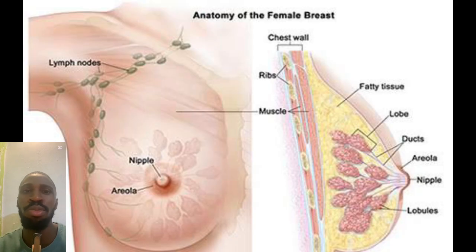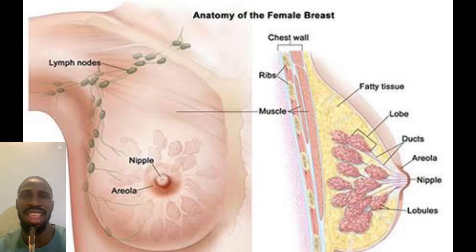Now it contains smooth muscle fibers, which make the nipple erect and stiff, especially when it is stimulated. Don't forget, for your exam you have to know that it's present in the fourth intercostal space, and it contains smooth muscle fibers, which make it erect and highly sensitive to touch. Next is the areola.